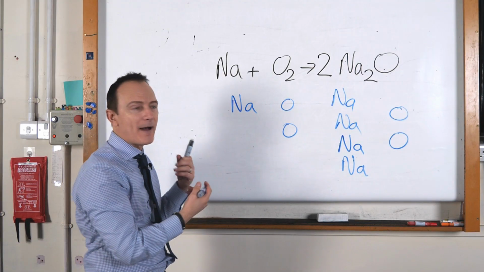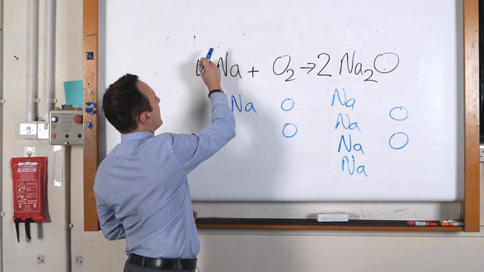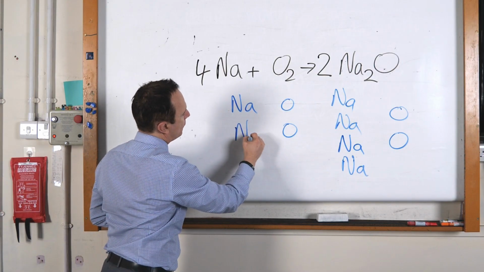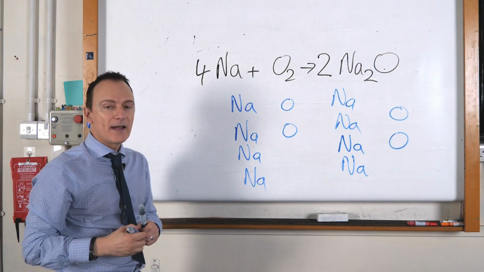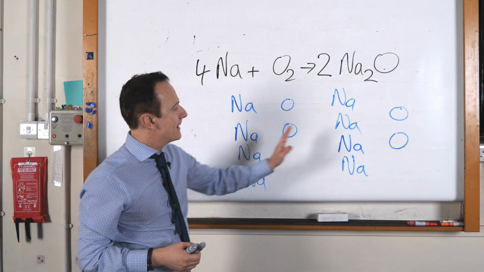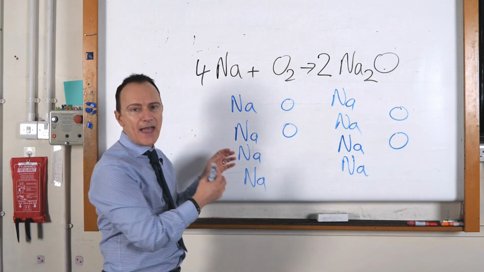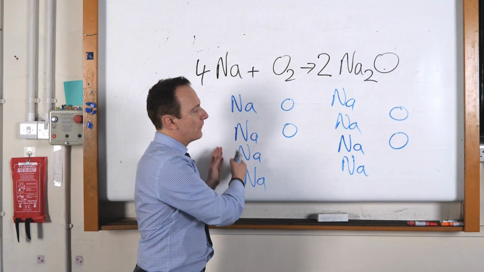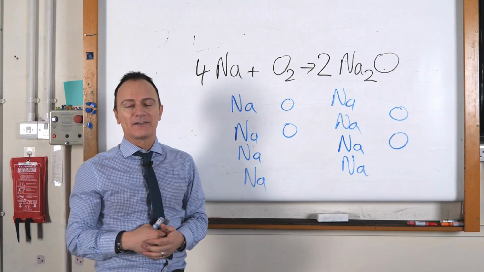So now we need to go back to this side, and if we put a 4 there, multiply that by 4, we've now got 4 sodium atoms. So let's do a final check. We've got 4 Na, 2O, 2O. Notice how the Na and the O don't have to be equal, just with themselves. So equal numbers of Na on each side, equal numbers of O on each side.